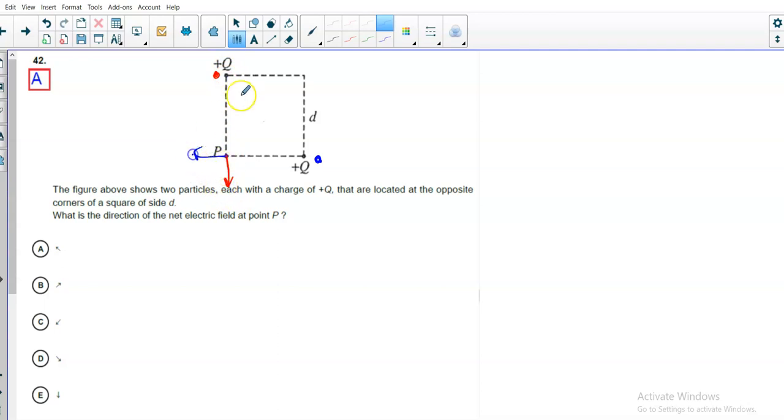The end result is going to be this. Add them as vectors. It's going to be down and to the left. So I would go with C in this case.